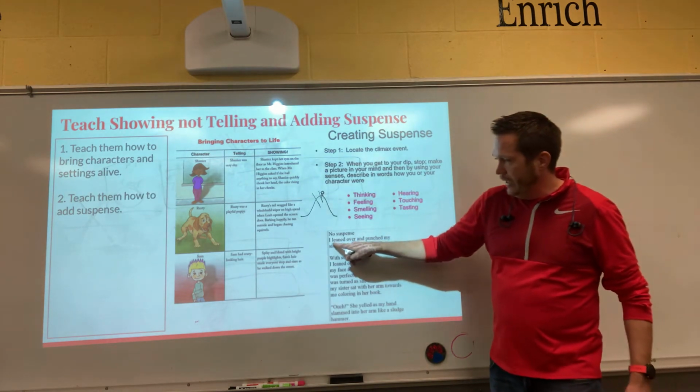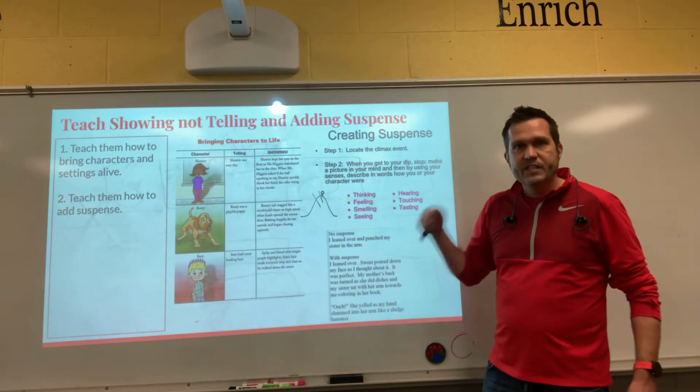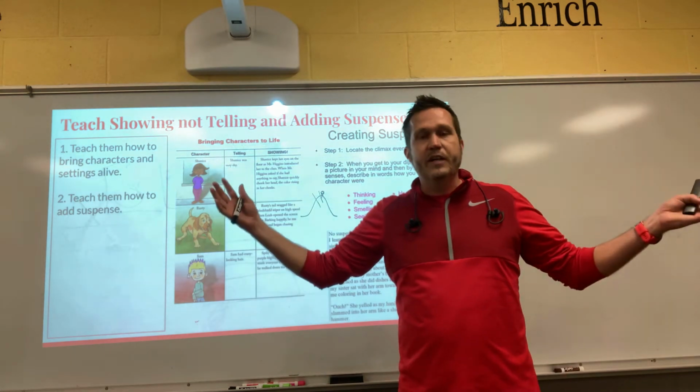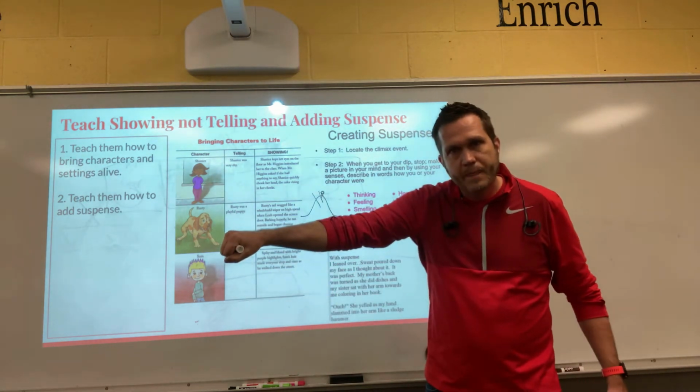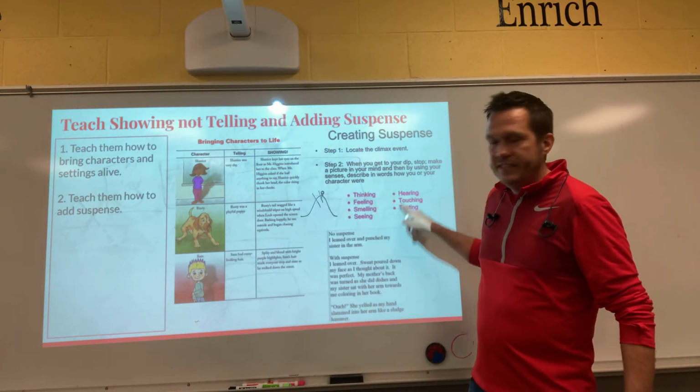So here's an example. I leaned over and punched my sister in the arm. Well, the climax of the story is the moment he punches his sister in the arm. As soon as you give that to your reader, your story's over, and everybody's like, oh. But right before you punch her in the arm, that's where you want to say what you're thinking, feeling, smelling, touching, all of these different senses.